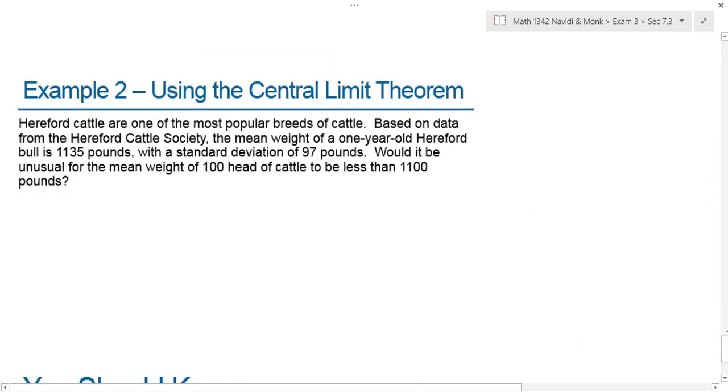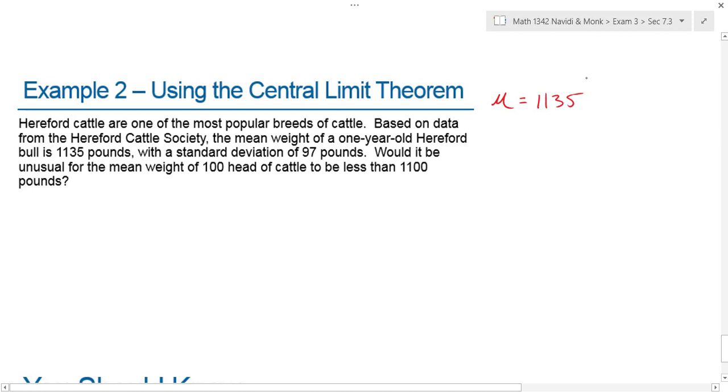In our last example in this section, we're told that Hereford cattle are one of the most popular breeds of cattle. Based on data from the Hereford Cattle Society, the mean weight of a 1-year-old Hereford bull is 1,135 pounds. So the average weight of a 1-year-old Hereford bull is 1,135 pounds.